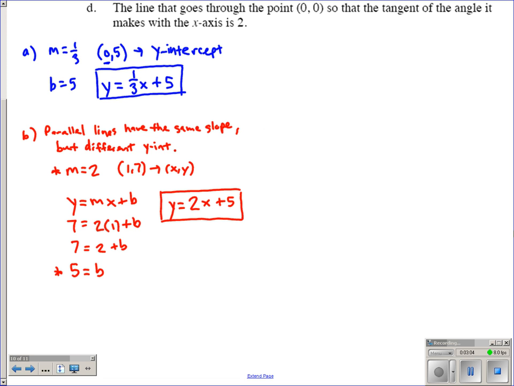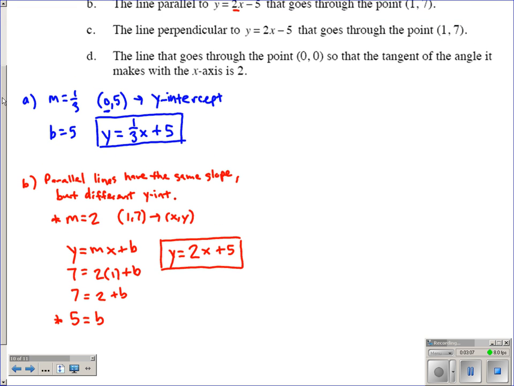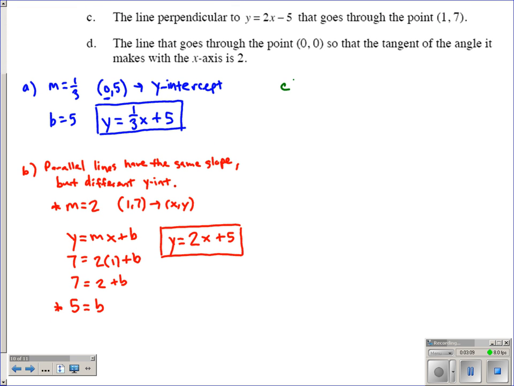Letter C. To move it back up here just a notch. The line perpendicular to y equals 2x minus 5, that goes through the point 1, 7. All right, so we know that it's going to be perpendicular to this line. Well, perpendicular slopes have a product of -1 when we multiply them together.